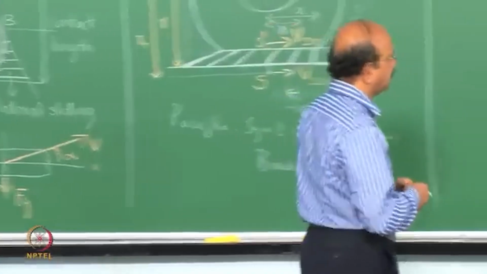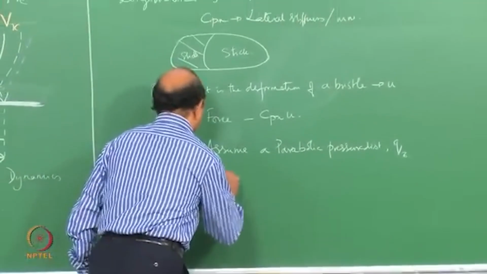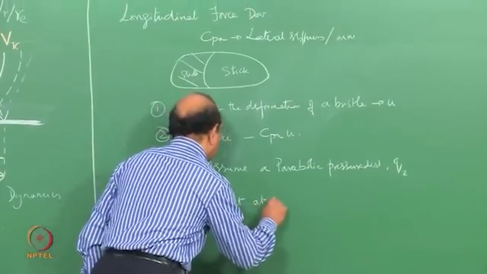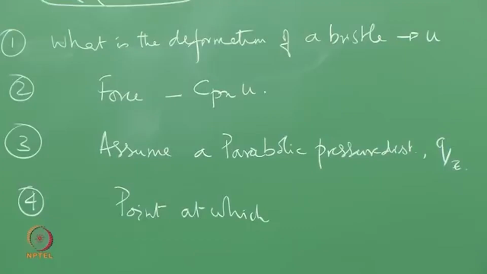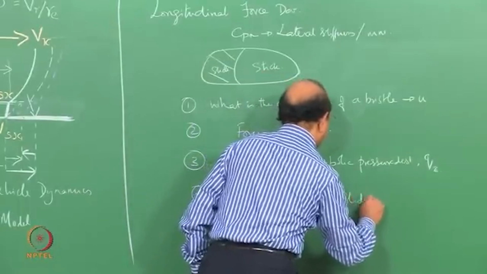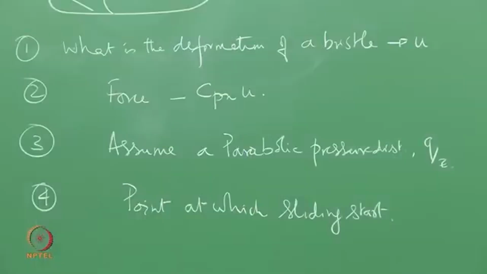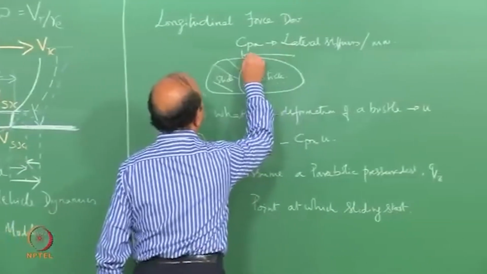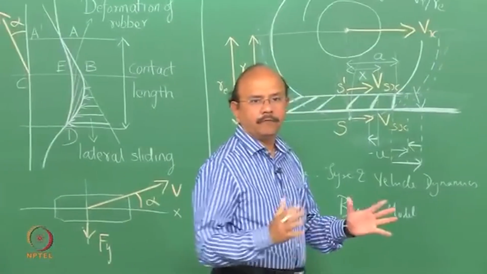And then what do I do? I find out the point at which the slip starts or sliding starts. I'm careful to use the word slip because we are going to give a very specific meaning for slip. So, in other words, let us call that as xs. Okay, fine.